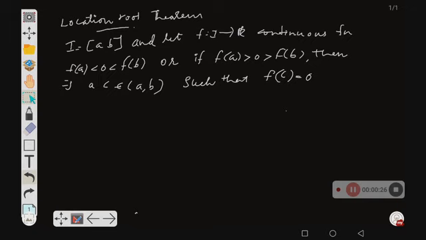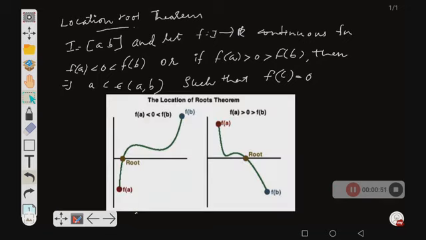That is, if f is a continuous function satisfying any of these conditions, then there exists a point c in the open interval (a, b) such that f of c is equal to 0. Let us look into the graph of what is meant by this location root theorem. The theorem says that I is a closed interval [a, b], and f is a function such that f of a is less than 0 and f of b is greater than 0.